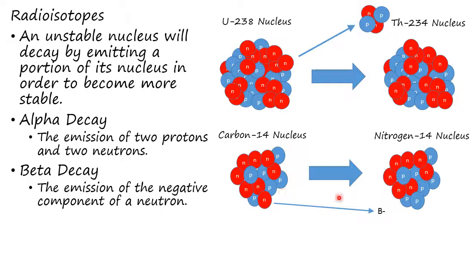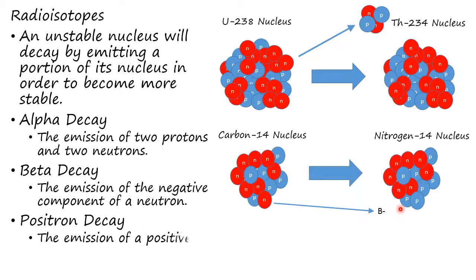And so beta decay, again, is the emission of the negative component of a neutron, which would turn a neutron into a proton. Again, neutrons are neutral, but since the negative component of the neutron is emitted, only the positive component is left, so the neutron becomes a proton.